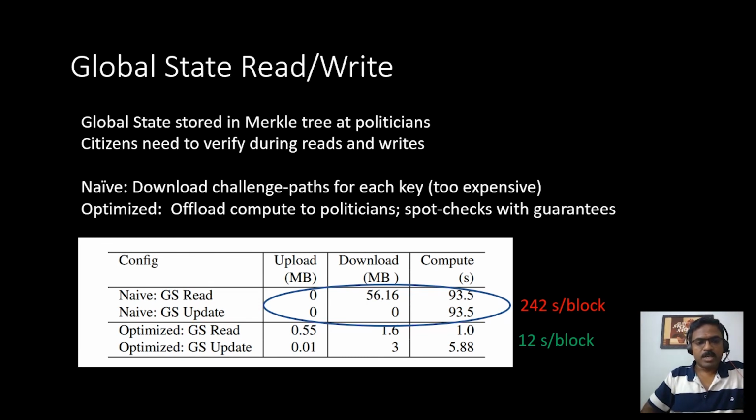But this is too expensive. So Blockene has a new mechanism where most of the compute is offloaded to politicians, but citizens still ensure accuracy of the results by performing a novel spot check protocol, while having guarantees about dishonesty and preventing politicians from lying about the values. This table compares the performance difference between the naive scheme and our optimized scheme. Cumulatively across both the global state read and global state update, the naive scheme would result in spending nearly 240 seconds per block, whereas with our optimized scheme, we spend about 12 seconds. Now, this is important because our total block latency is around 90 seconds. So obviously the naive scheme would have significantly reduced our transaction throughput.